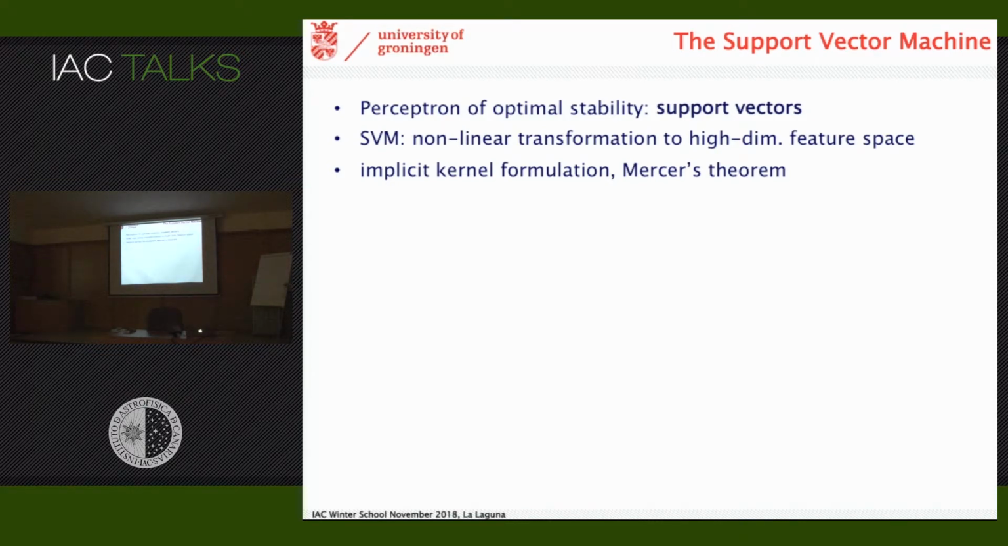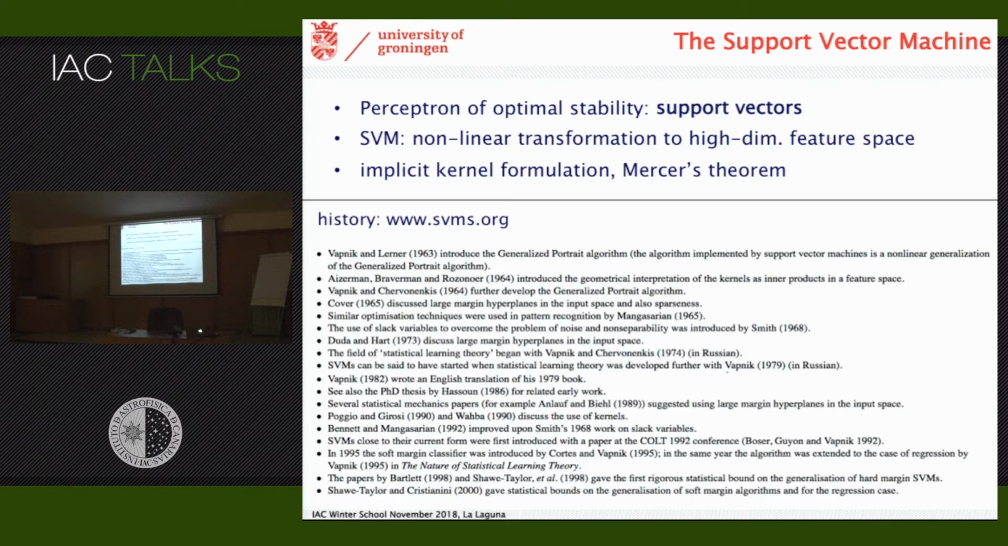So we have seen what support vectors are in the perceptron in the original case. We will use them also in the support vector machine, that's where the name comes from, where we will apply a nonlinear transformation to a high-dimensional feature space, a higher dimensional feature space than the original space. And we don't even have to do that explicitly. That's the most elegant and exciting part about the SVM. I will show you that.